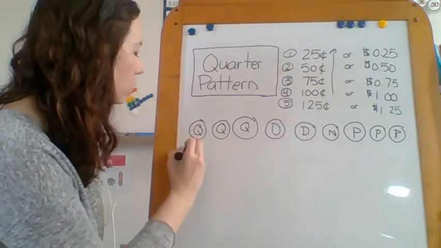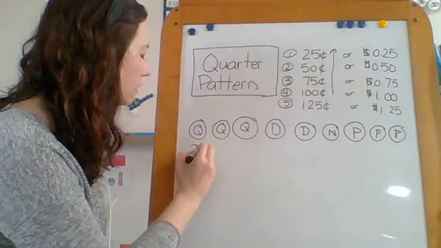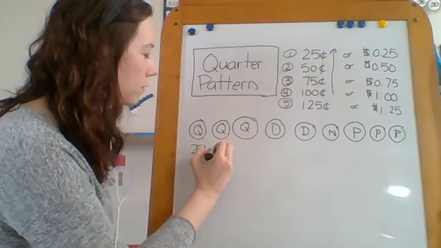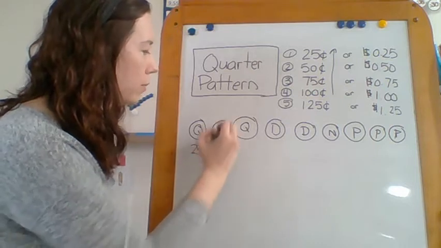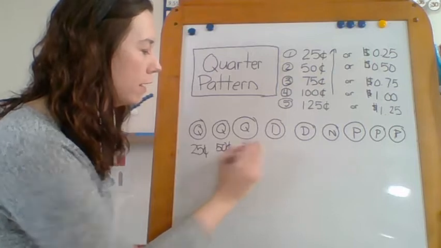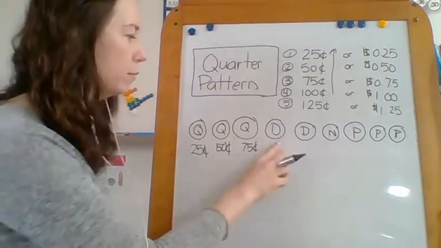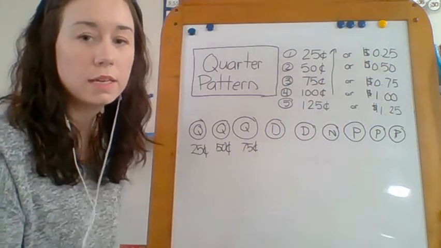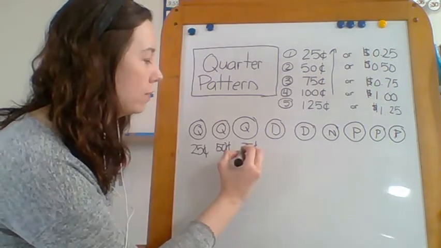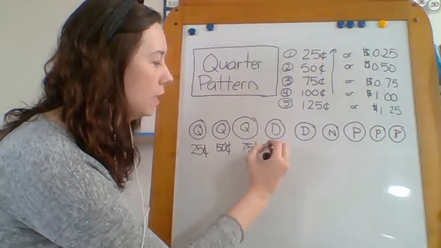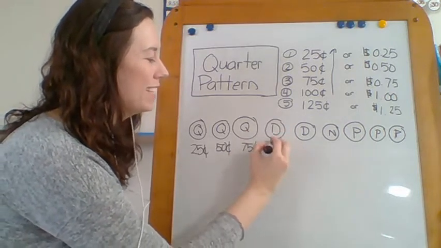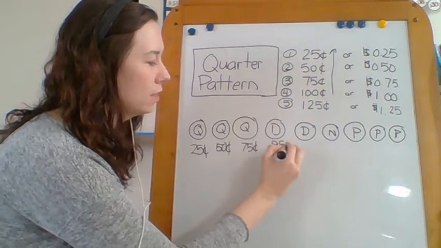All right, so 1 quarter is 25 cents. Plus another quarter is 50 cents. Plus another quarter, I know from my pattern, is 75 cents. All right, now I'm switching to dimes. A dime is worth 10 cents. So I have 75 plus 10. Ooh, 75 plus 10 is 85 cents.